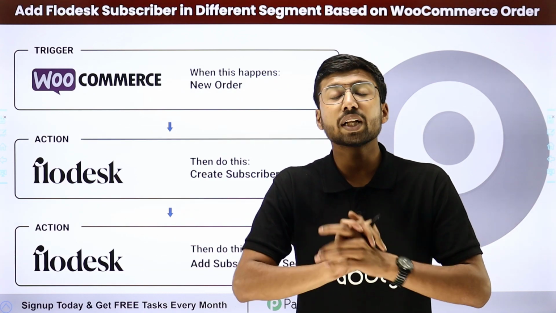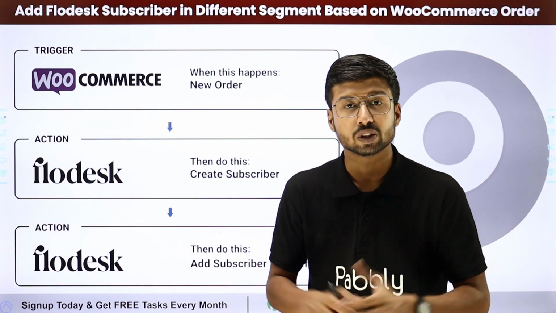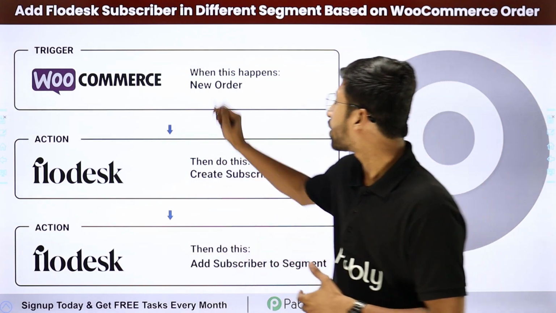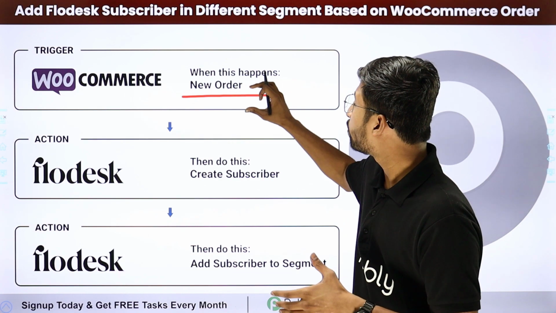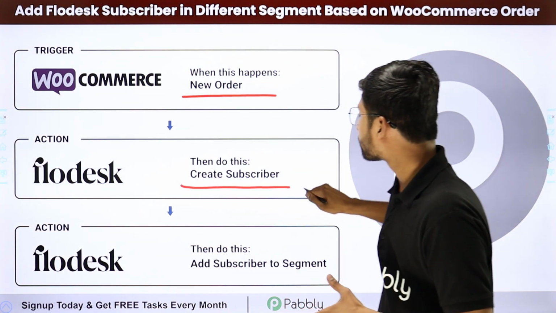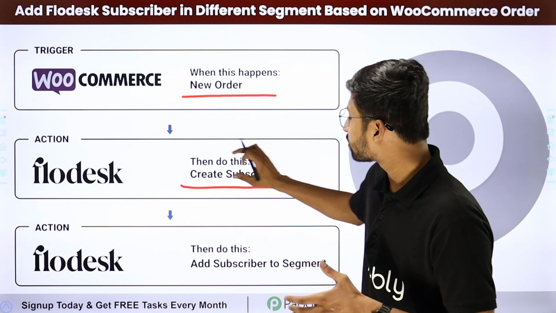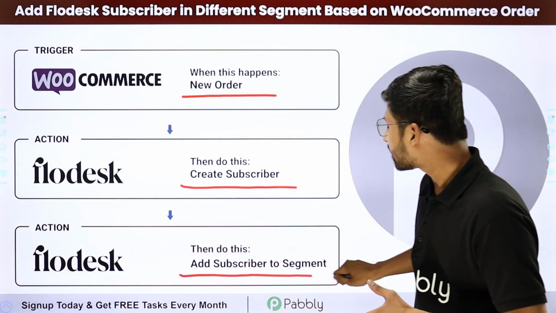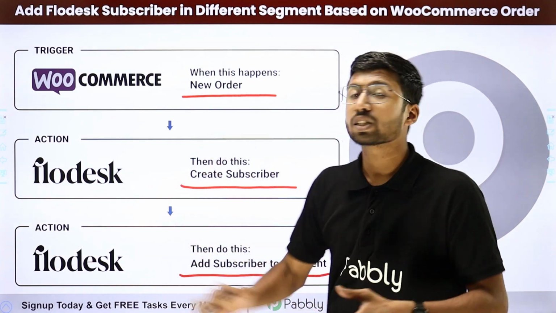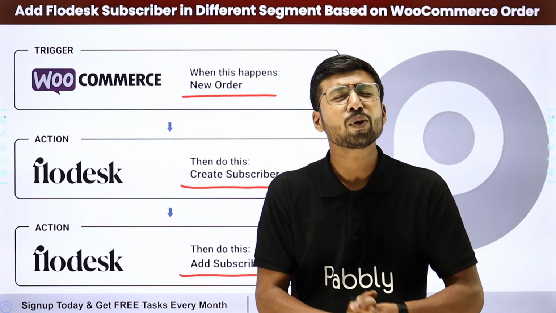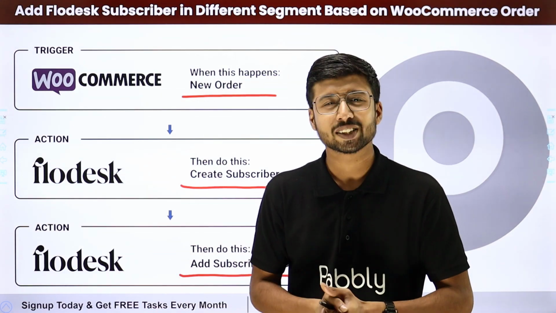So let me tell you, you can actually automate this complete process with the help of a very simple automation, using which whenever we receive a new order in WooCommerce, automatically the customer who made the order will be created as a subscriber in Flodesk. And also we are going to add that same subscriber into a specific segment on our Flodesk account based on the product which they have purchased in WooCommerce. Now if you want to know how you can set up this automation, you just have to come with me to my screen.